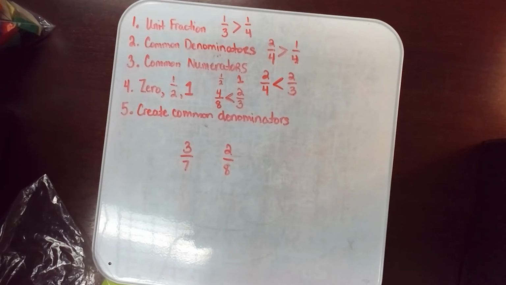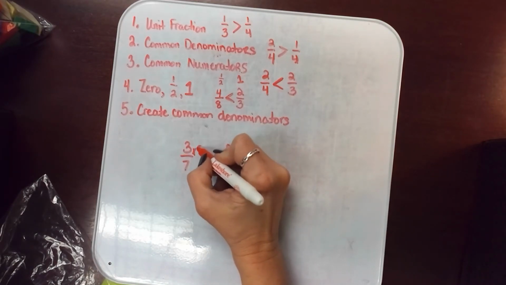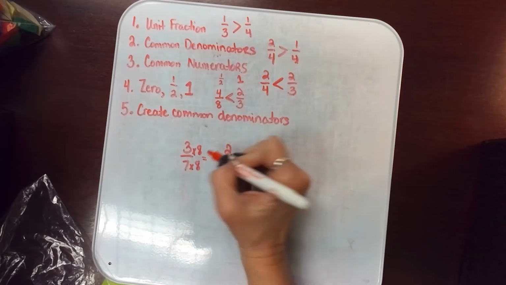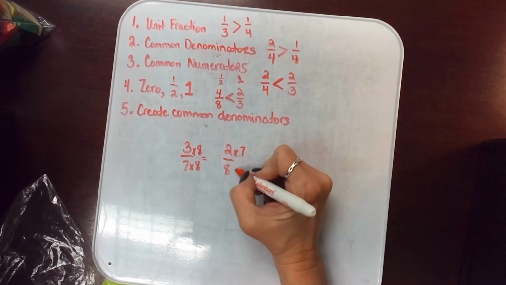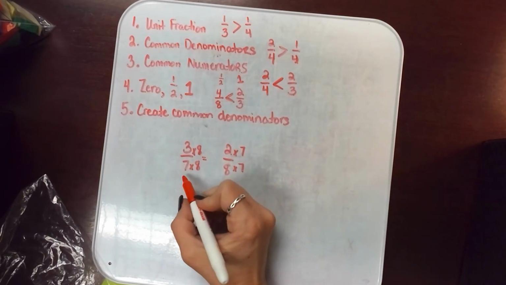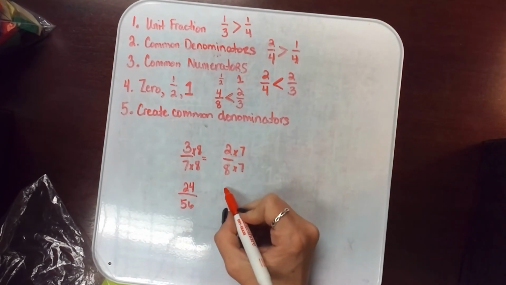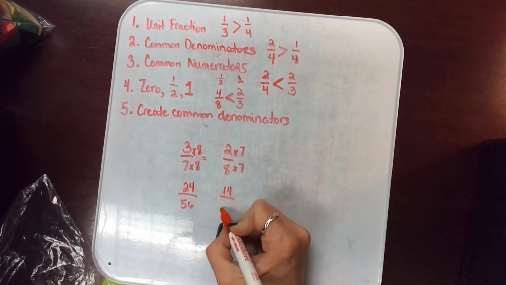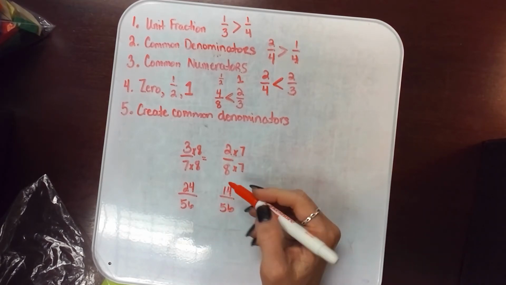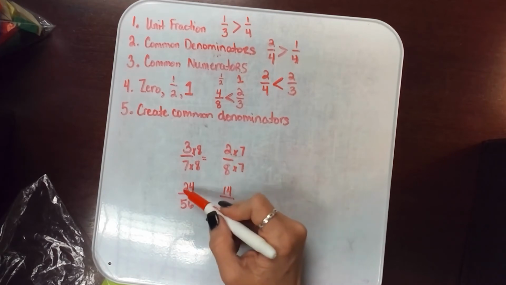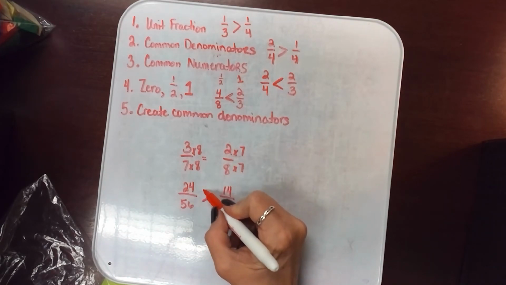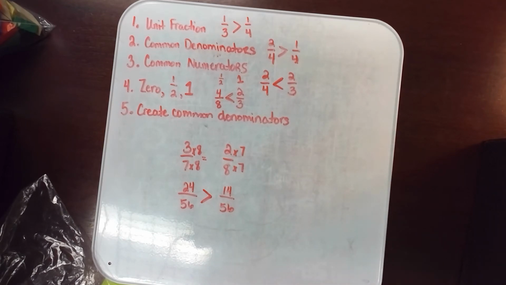So to create a common denominator, the easiest way is to take my two fractions and look at their denominators and multiply the other fraction by that denominator. So 3/7, I would multiply the numerator and the denominator by 8. And 2/8, I would multiply the numerator and the denominator by 7. So 3 times 8 is 24, 7 times 8 is 56, 2 times 7 is 14, 8 times 7 is 56. I can tell right now, I have common denominators, so now I can look at the numerators and say that 24 is larger than 14, okay?